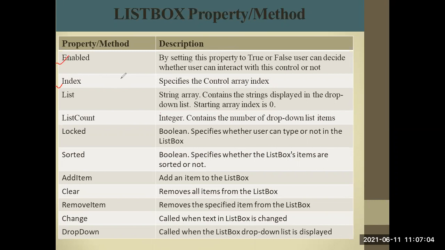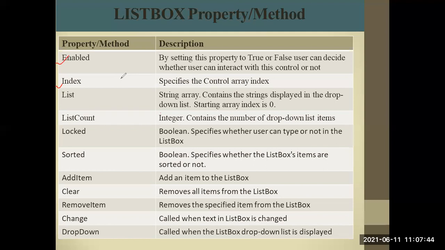Next is List. List is nothing but your string array, which contains the string values displayed in a drop-down list, and it should be starting from 0. List is basically nothing but the number of items, the different names of the items that should be present in your list box. That is the reason we have taken the variable as a string array, so it contains the values in terms of strings, and you have to remember the starting index of this array will start from 0.